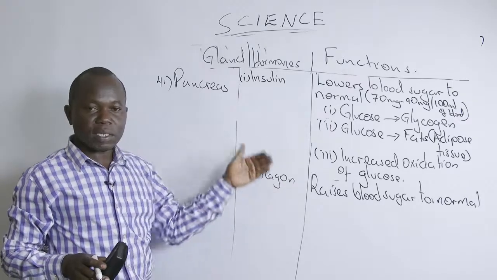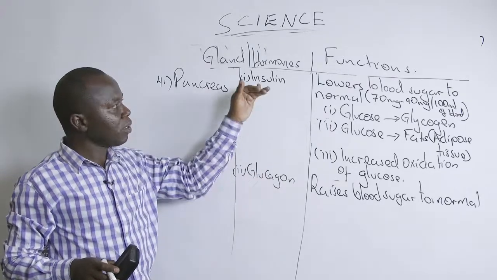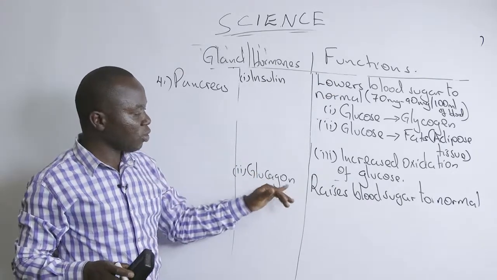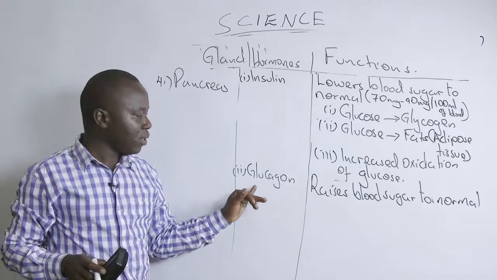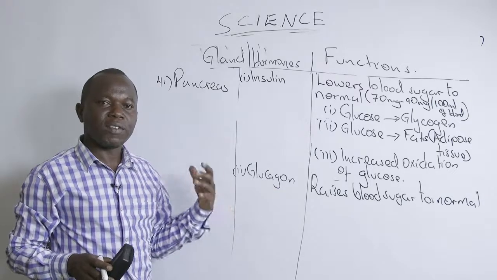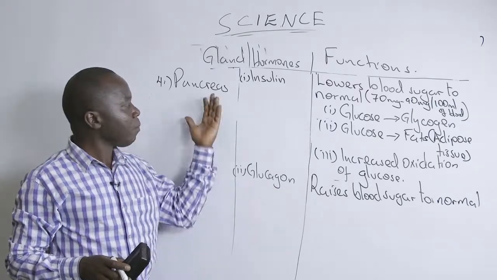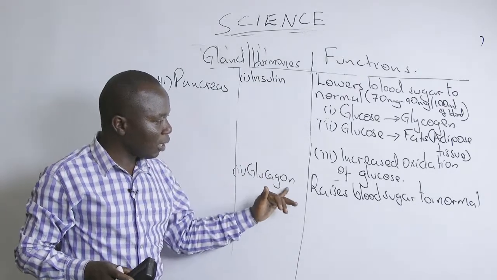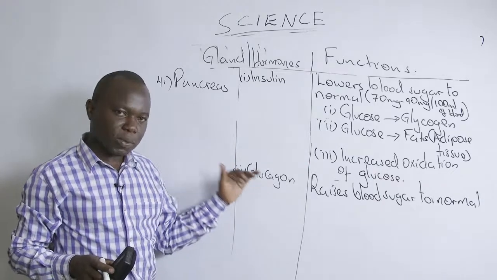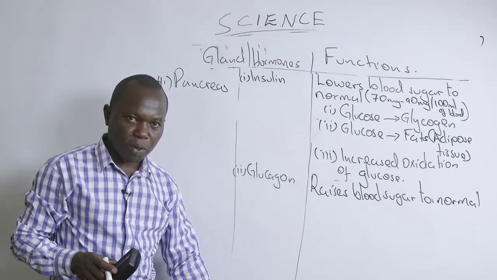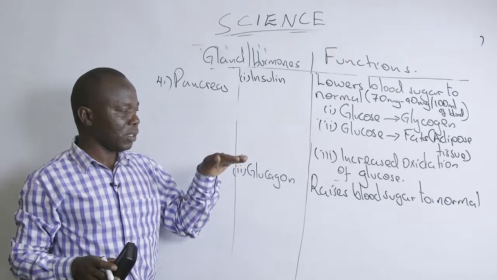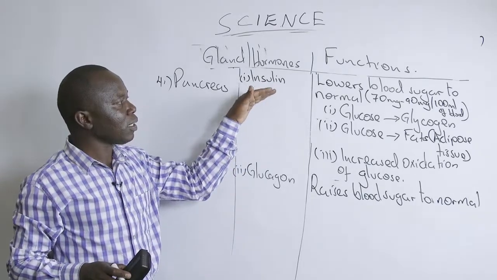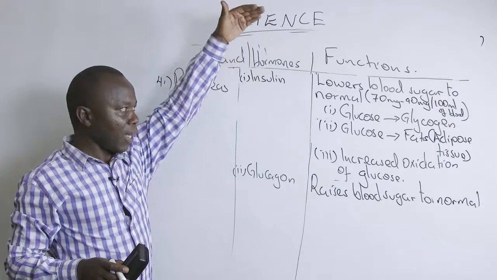They are not going to be secreted at the same time. When this one is released, it means glucagon cannot be released because there's no condition that is now forcing or compelling the pancreas to secrete glucagon. So glucagon is secreted mainly when blood sugar is below normal. So it is going to raise it back to normal. Insulin is secreted when blood sugar is too high.